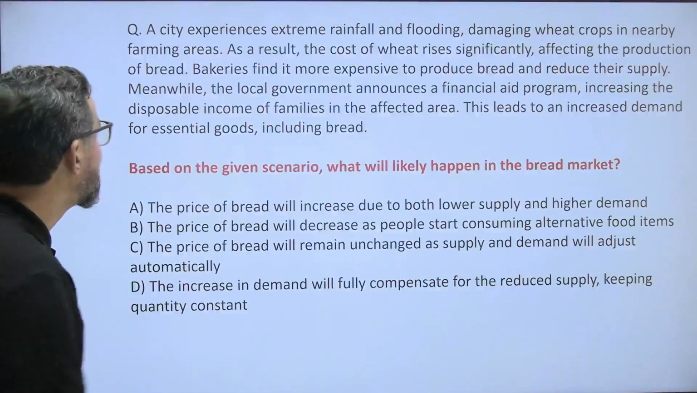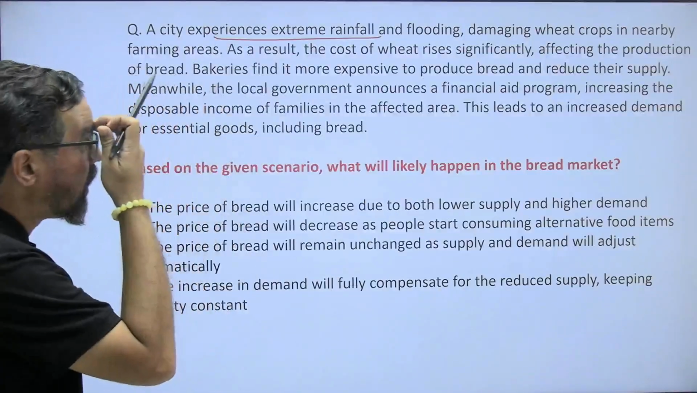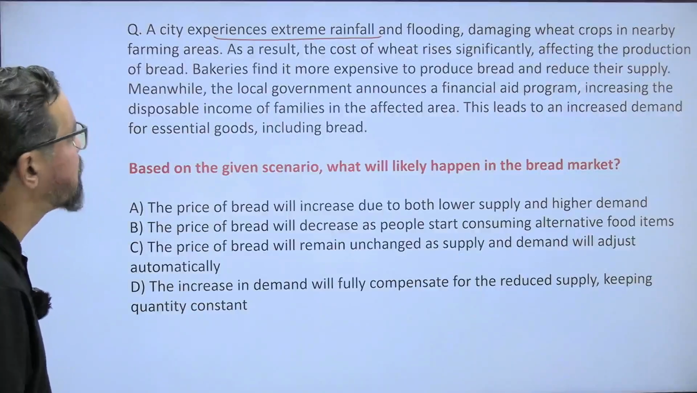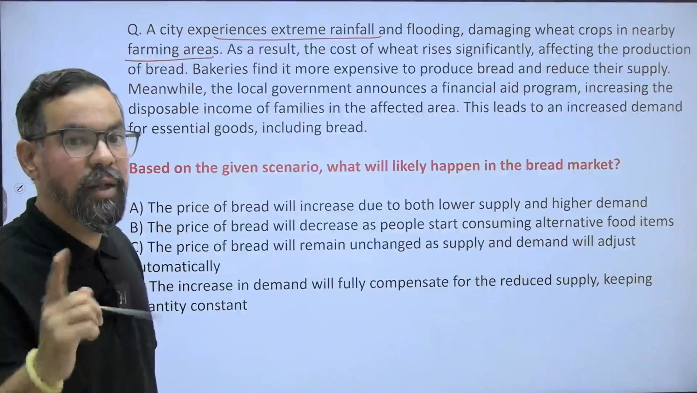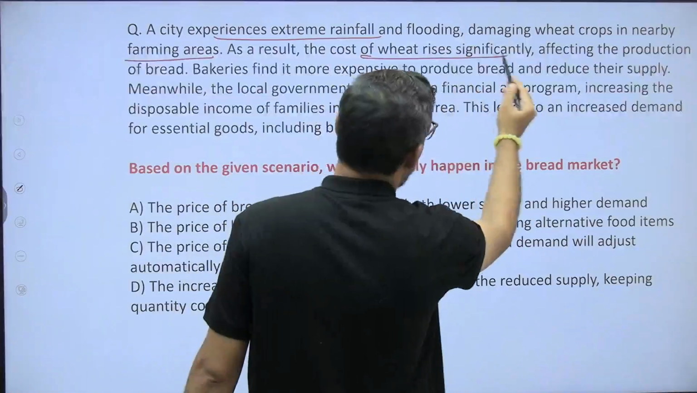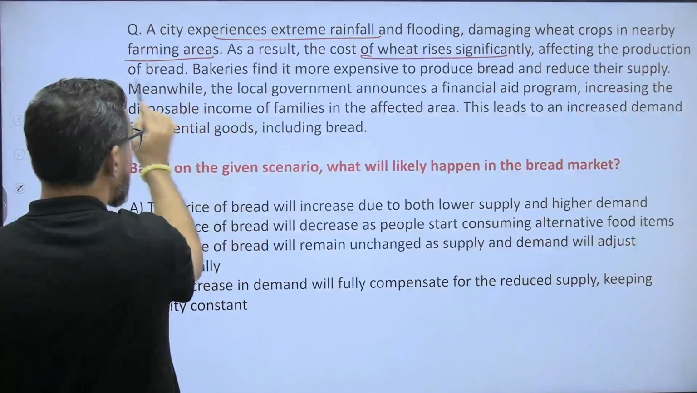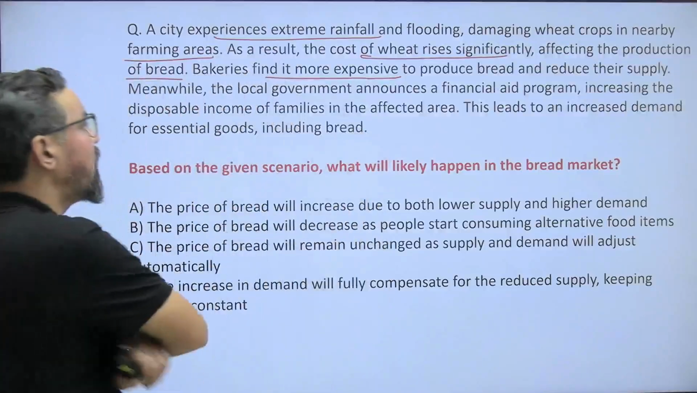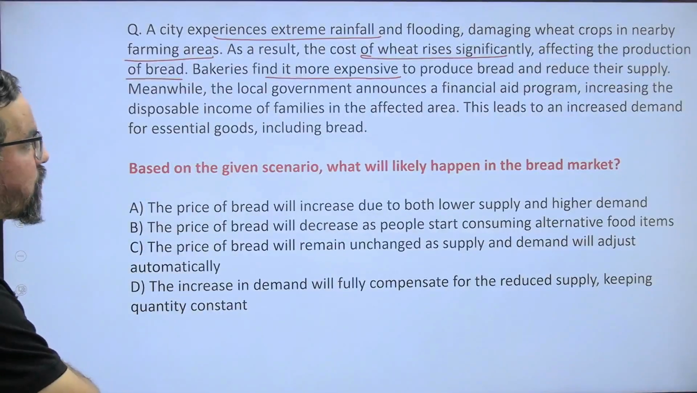Equilibriums. Now, a city experiences extreme rainfall and flooding, damaging wheat crops in nearby farming areas, so there is a natural disaster. That means there will be less supply. As a result, the cost of wheat will increase 100%, affecting the production of bread. So bread prices will also increase. Bakeries find it more expensive to purchase wheat and reduce their supply.